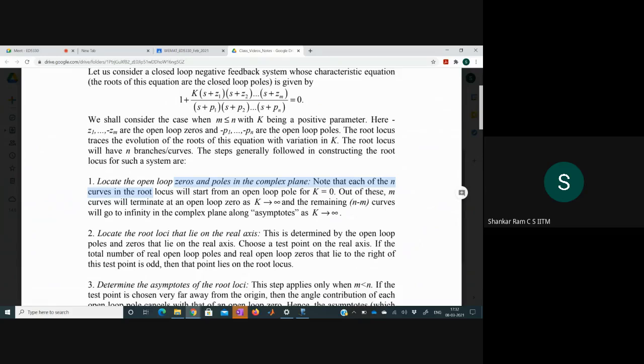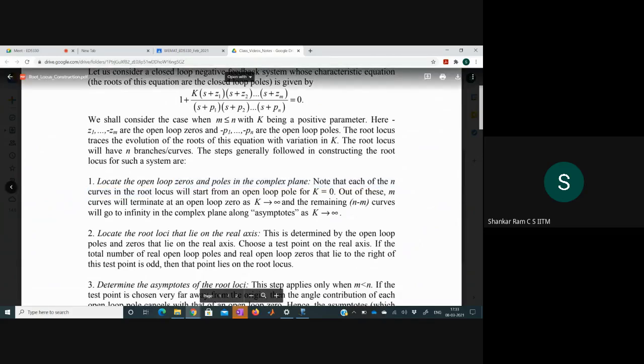There are going to be n branches in the root locus. That is clear to all of us. Why? Because there are going to be n closed loop poles, and consequently, there are going to be n roots to this equation that we are considering. If there are n roots to this equation, then we are going to have n branches in the root locus as we vary this parameter k. So that's why we have n curves in the root locus.